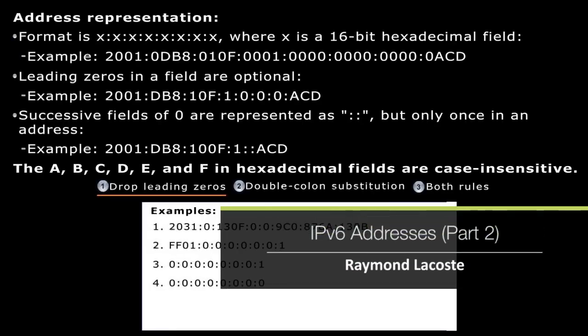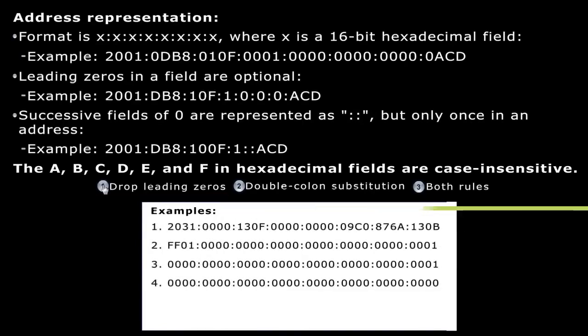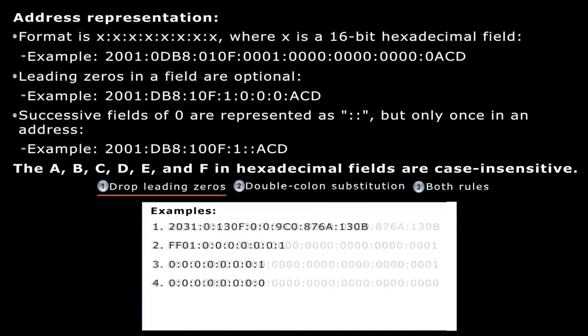So let's look at those again. Give you another chance to look at them, compare them. So notice how all those leading zeros are being dropped. All right, well, what else can we do here?